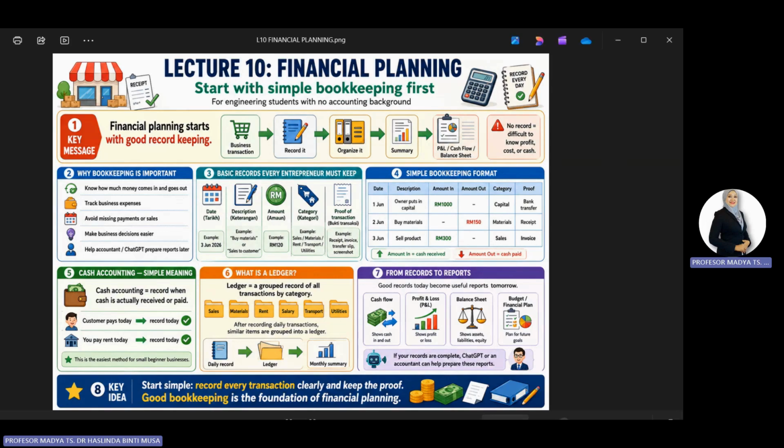From your records, you can also prepare a balance sheet. A balance sheet shows what the business owns. Actually, if you ask ChatGPT, after you have the bookkeeping, you just share the Excel with ChatGPT and say, please generate the balance sheet from this bookkeeping or this ledger. In the slides, you can see all these assets are equal to liabilities plus equity.